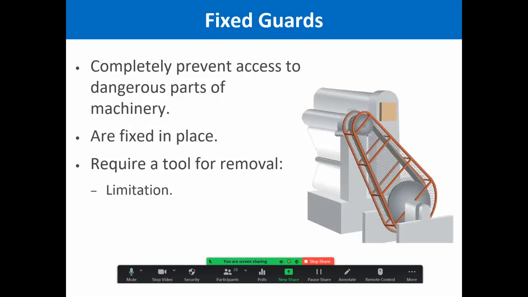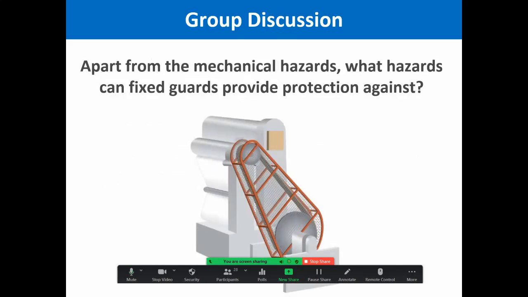Fixed guards completely prevent access to the dangerous parts of the machinery. They are fixed in place and they require a tool for removal. So it's not very easy to remove them. Apart from the mechanical hazards, what hazards can fixed guards provide protection against? Yeah, so fixed guards can provide protection against damage to the equipment as well. So for moving parts, if we install a fixed guard there, it will help us prevent damage to those moving parts as well.